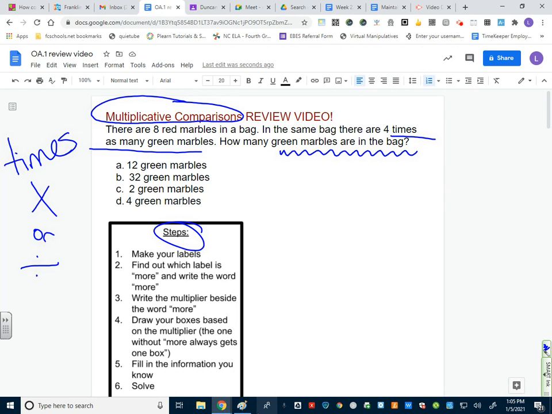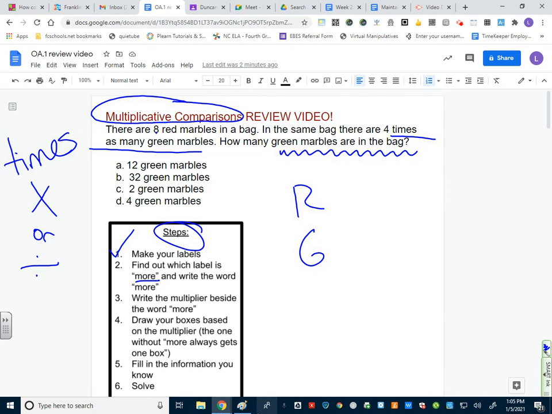So we know there's 8 red marbles and we're trying to solve green marbles. So first step, make your labels. Well, I'm talking about red marbles and green marbles, so I'll use R and G as labels. Check. Next, figure out which label is more. To figure out which label is more, we could reread the question. We need to figure out which one is having all of those groups, or in other words, holding that multiplier, the number of times we're repeating.